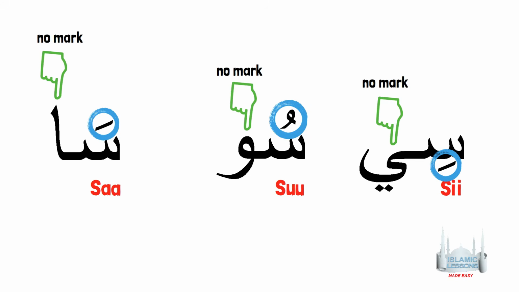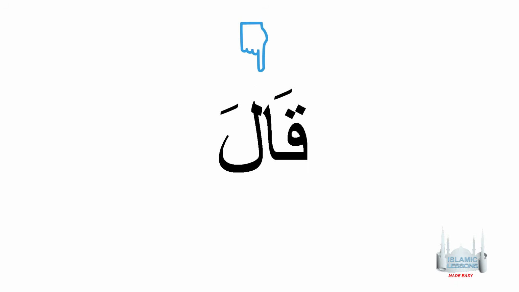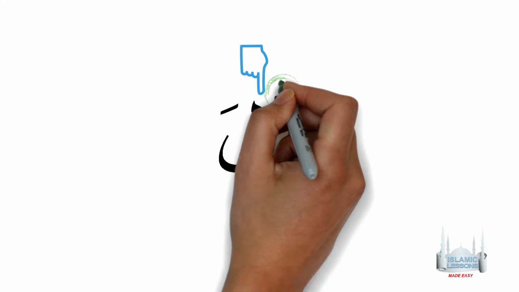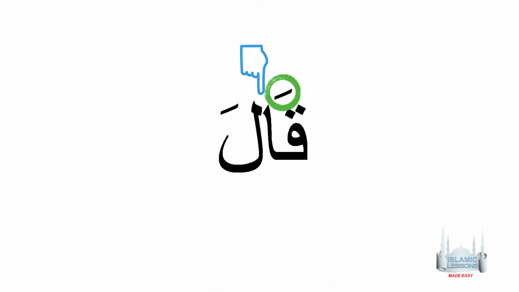Let's do some examples. We see an alif that might be a long vowel or a consonant. Let's look through the rules. Does the alif have a mark on it? No. Does the letter before the alif have a fatha? Yes, so it's a long vowel. It reads as Qaala, not Qala. Qaala, stretching it for 2 counts.